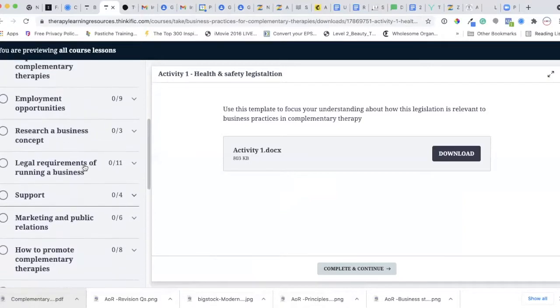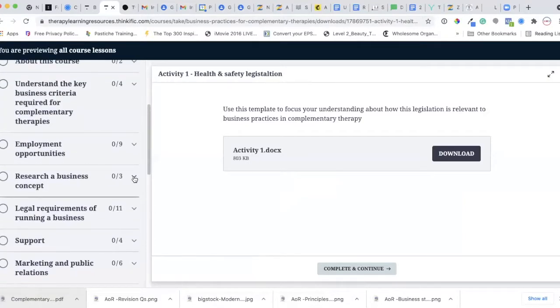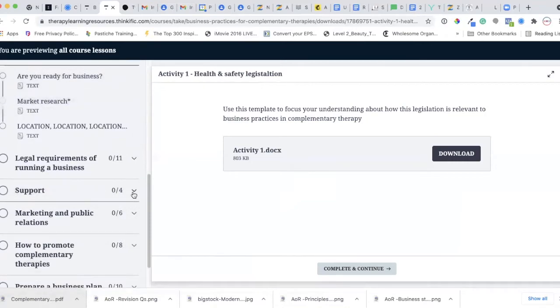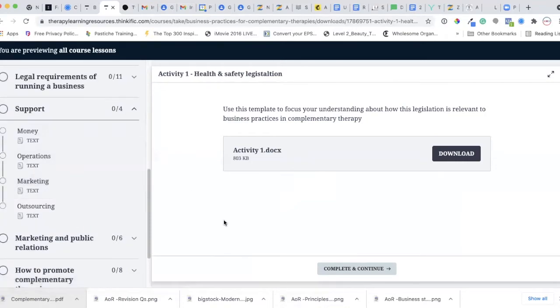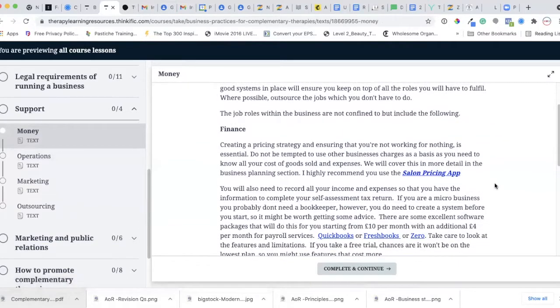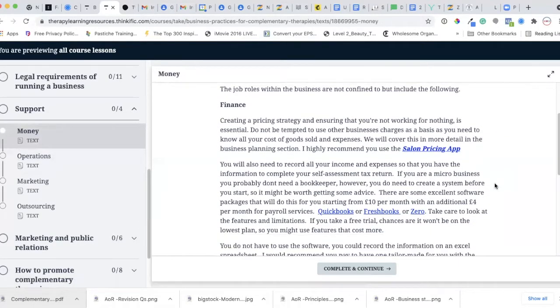Let's go back up to research a business contact. This is where, oh no, I've just done that one, sorry. The support. So there's information here about how you can support yourself through money. So this is about how you can organize the logistics, if you like, of how are you going to run this business? How are you going to book your appointments? Or how are your clients going to book your appointments?